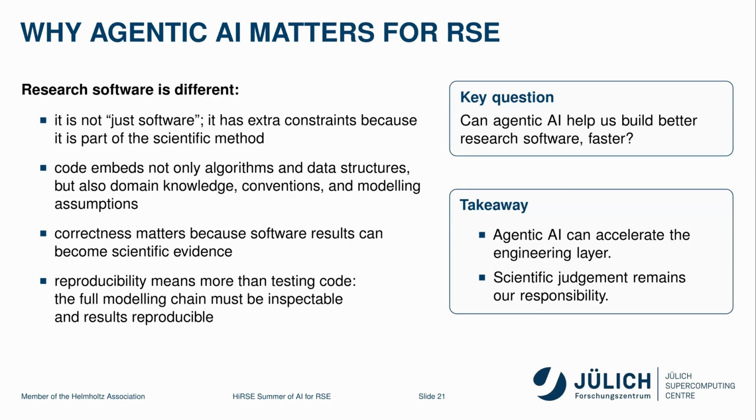So the key question is, can agentic AI help us build better research software faster? And my takeaway would be that agentic AI can accelerate the engineering layer, but scientific judgment remains our responsibility.